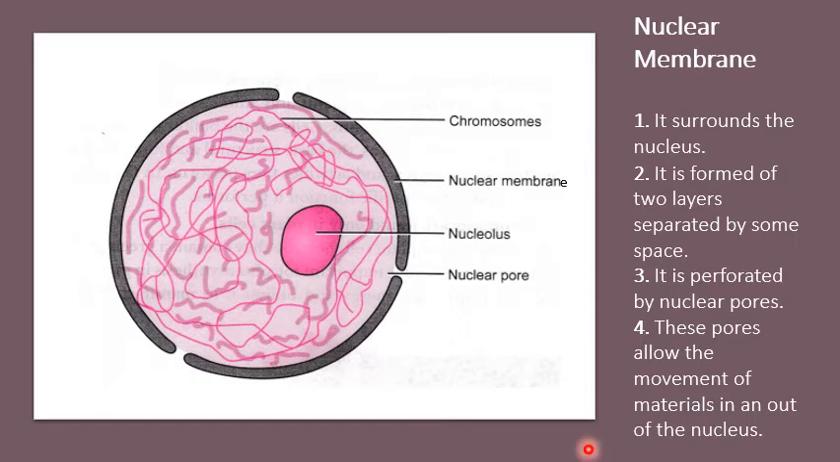First part of the nucleus is the nuclear membrane. It surrounds the nucleus. This membranous structure is made up of two layers that are separated by some space. It has perforations called nuclear pores. These pores allow the movement of materials in and out of the nucleus.